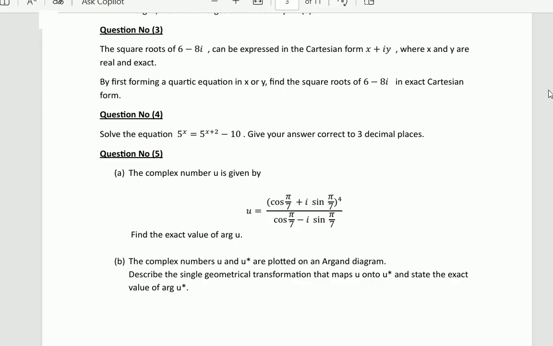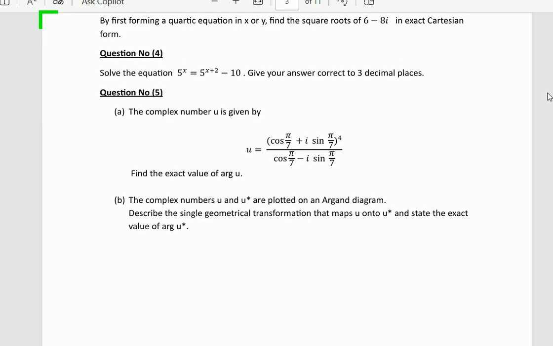Question number 4 is: solve the equation 5 raised to the power x equals 5 raised to x plus 2 minus 10. Give your answer correct to 3 significant figures.